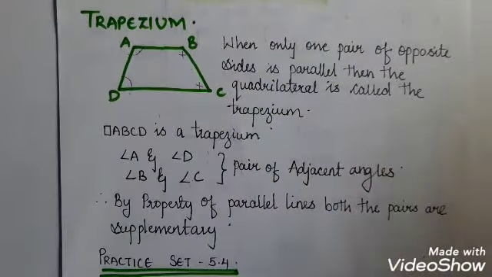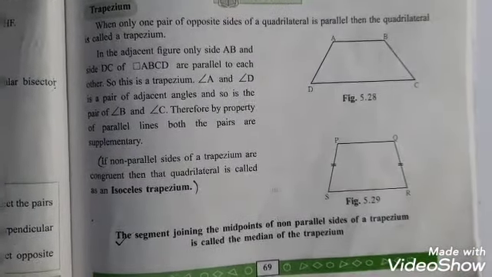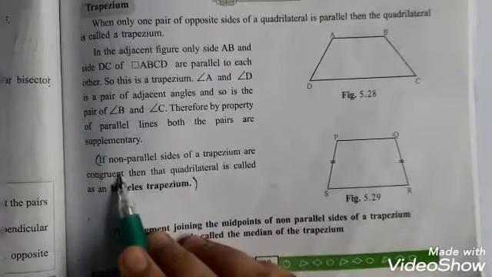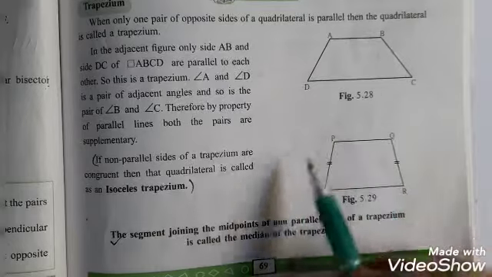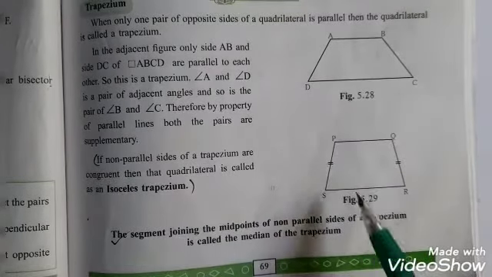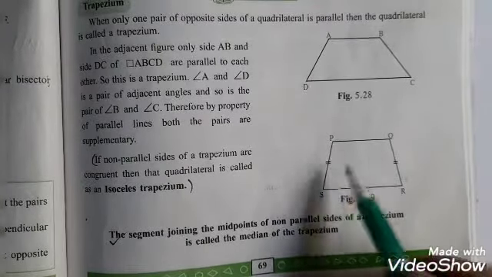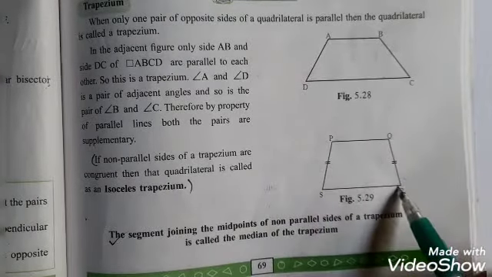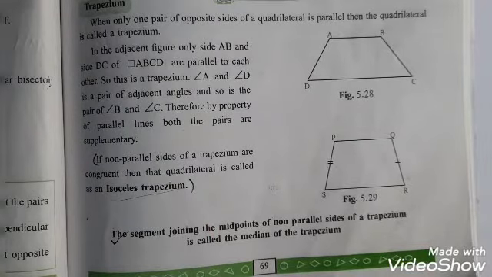Open your textbook to page number 69. If the non-parallel sides of a trapezium are congruent. Now you can see PQRS, this is the trapezium. The non-parallel sides are PS and QR. Suppose PS and QR are non-parallel sides, but they are congruent. That means PS is congruent to QR. Then the quadrilateral PQRS is called an isosceles trapezium.